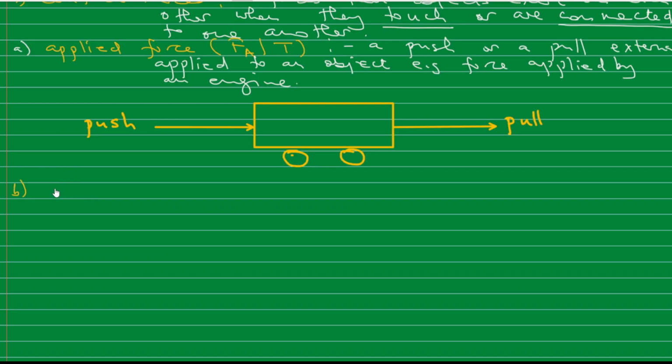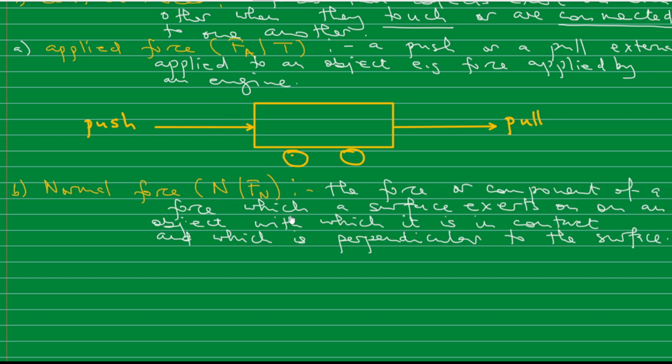The other force that we have is what we call the normal force. The symbol for normal force is N, or we can use Fn. The normal force is defined as the force or component of a force which a surface exerts on an object with which it is in contact and which is perpendicular to the surface.